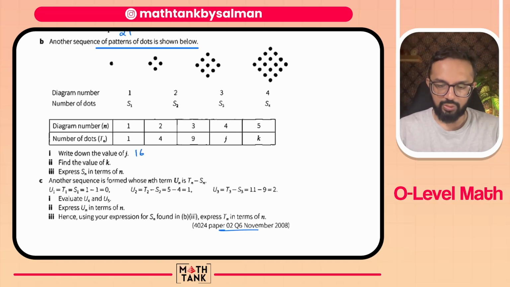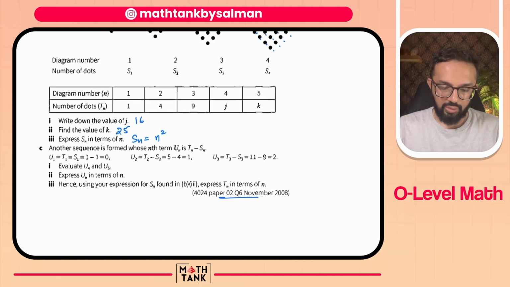I can also count these dots if you want. 1, 2, 3, 4, 5, 6, 7, 8, 9, 10, 11, 12, 13, 14, 15. It's in a square. You can also see that happening. 5 squared should be 25. And this should just be n squared.